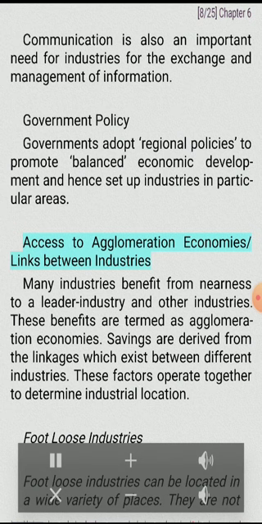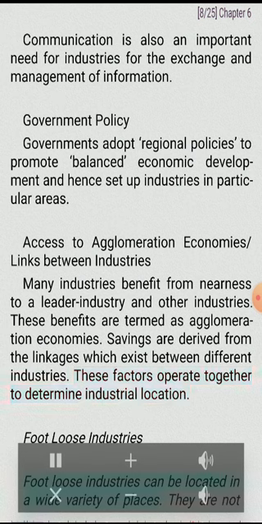Access to agglomeration economies, links between industries. Many industries benefit from nearness to a leader industry and other industries. These benefits are termed as agglomeration economies. Savings are derived from the linkages which exist between different industries. These factors operate together to determine industrial location.